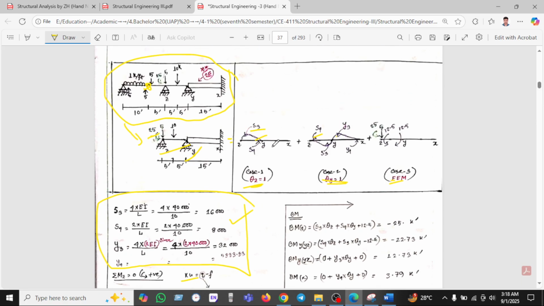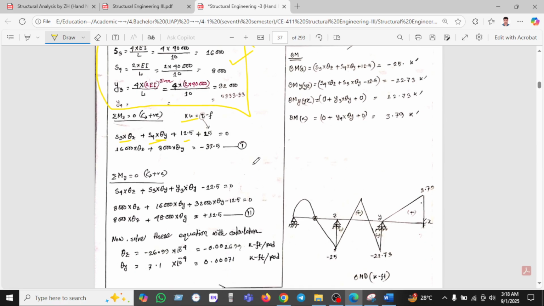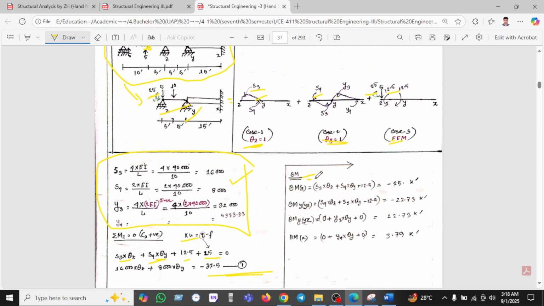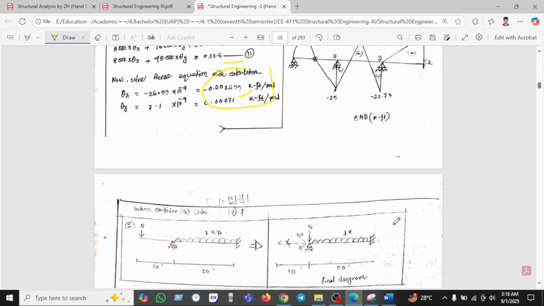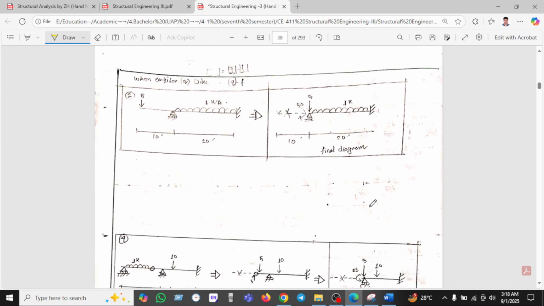12.5, which is fixed moment. This is the 12.5 and 25, and this is equation 1, and I am also taking this and finding equation 2. After solving equation 1 and 2 and finding this value for bending moment, another one S3 theta z, S4 theta y, and 12.5, and finding, and this is the diagram. Okay.